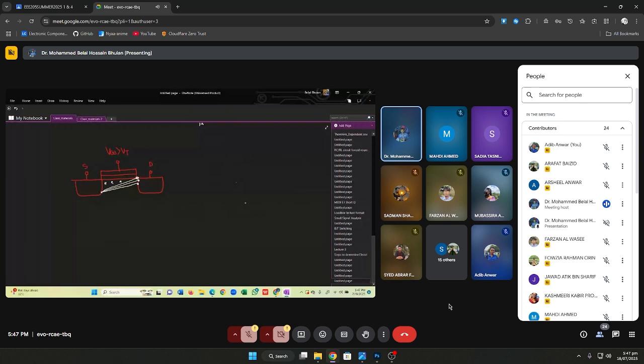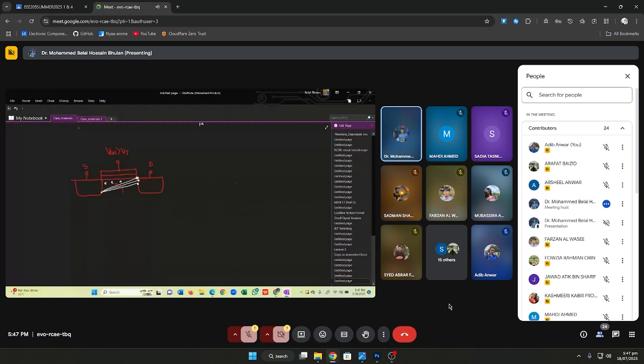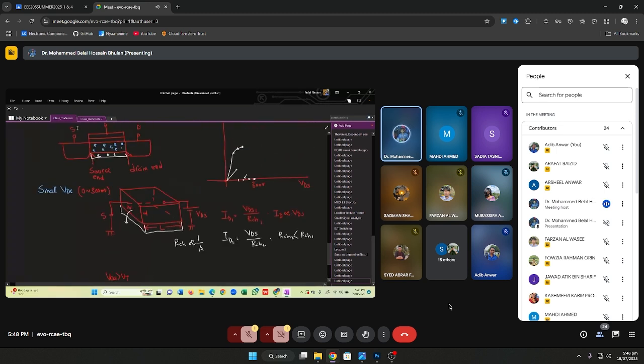Okay, in that case, that's what it looks like. If I keep on increasing the VDS, the channel still exists at the drain end, but gradually the depth of the channel decreases, and correspondingly the current will become slow. At that point, we're going to find a scenario that looks like this.